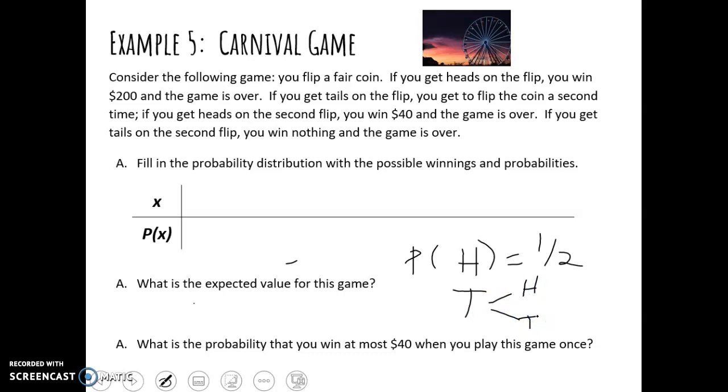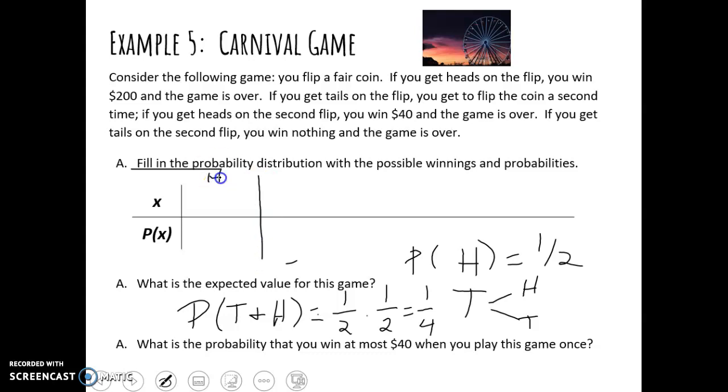Now, what's the probability of flipping a tails and then a heads? You'd find the probability of tails, then the probability of heads, and multiply together, and you get 1/4. So, real quick, let's write what we know so far. So you could flip heads, and that probability was 1/2, or 0.5. Or you could flip tails, and then flip again and get heads, and that probability is 1/4, or 0.25.